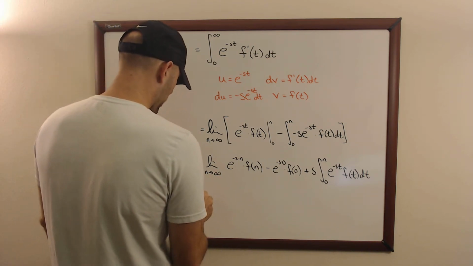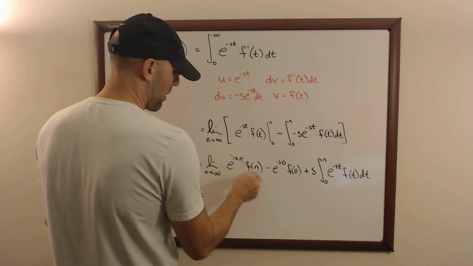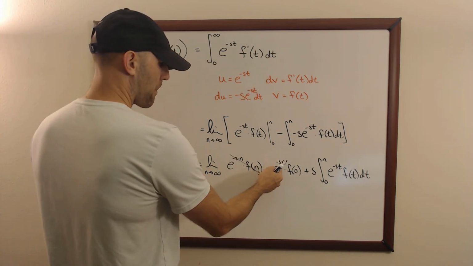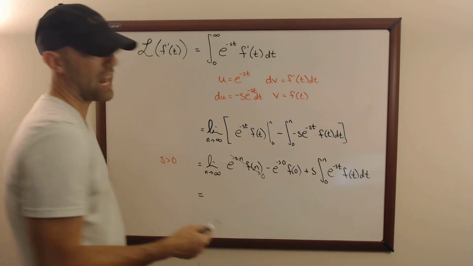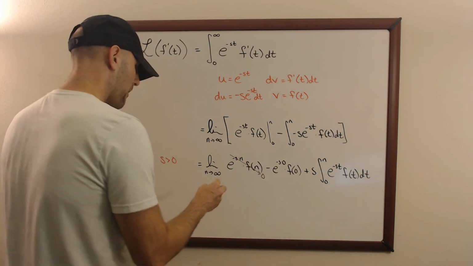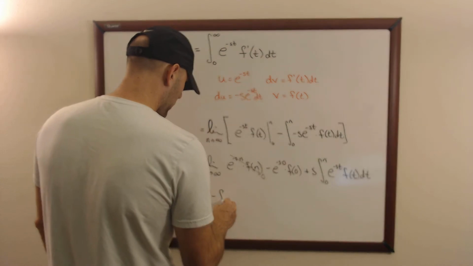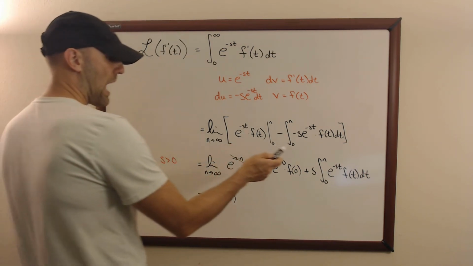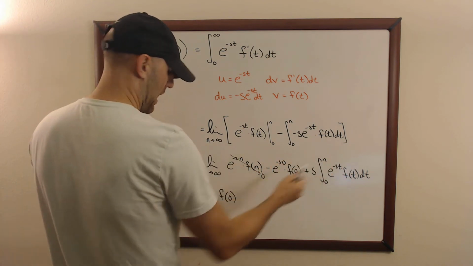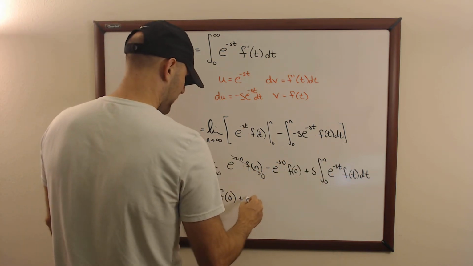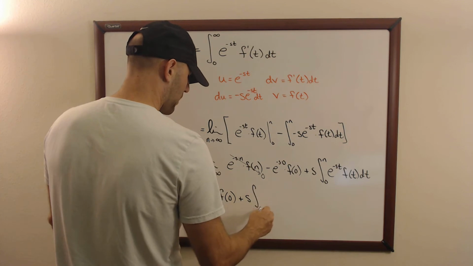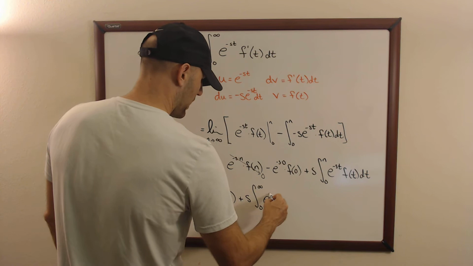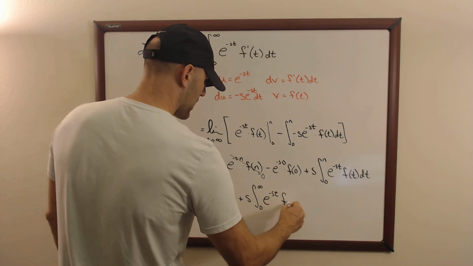Here we go. So this term goes to 0 then. This term, well, that's 1. So that's f of 0 times 1. Now, I don't know what f of 0 is, but that's okay, right? So that's negative f of 0. And if I'm being perfectly honest, I don't know what that integral is either. So I'm going to call that the integral from 0 to infinity, because the limit is n approaching infinity, of e to the negative st times f of t dt.